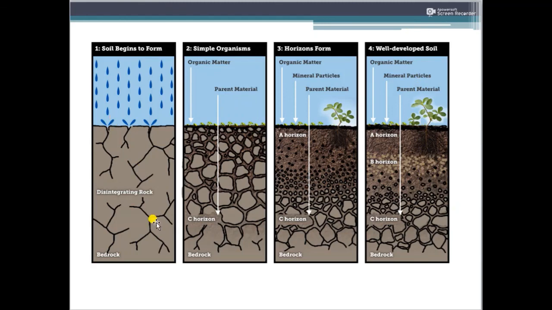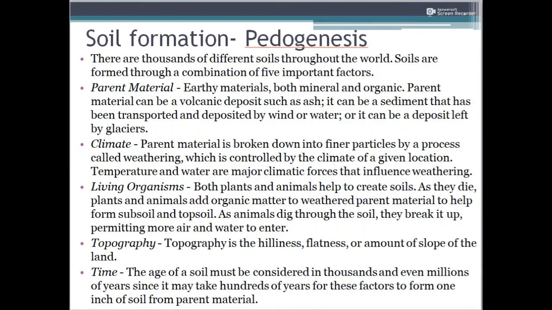So just look, the disintegrations have been found at different stages. First the bedrock is there, then the C horizon is formed, and then as organic matter accumulates, you have the A horizon as well as the B horizon. Now let's go into the details of how they are formed. If you consider soil formation, it is referred to as a process called pedogenesis.